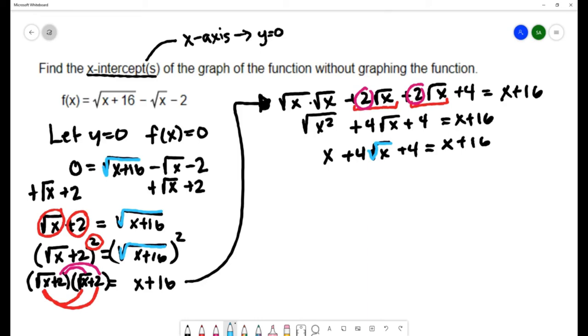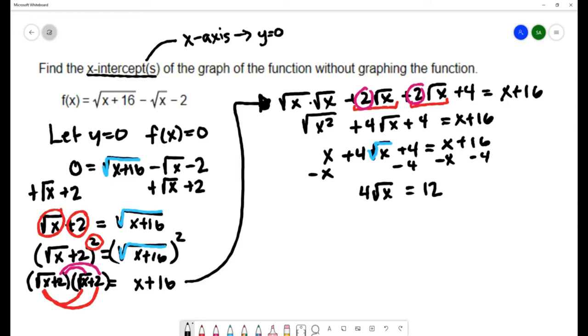So I need to go through that process again. I need to isolate that radical and square both sides to get rid of it. So let's start isolating it. We're going to subtract x and subtract 4 on both sides. That leaves 4 square root of x on the left. And on the right, x minus x is 0. 16 minus 4, that would be 12.